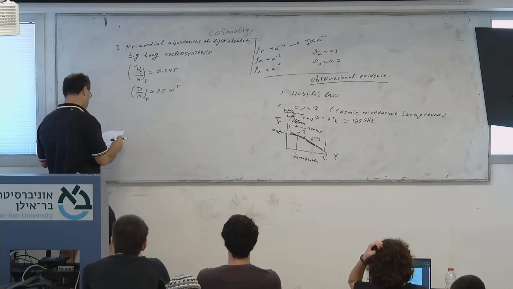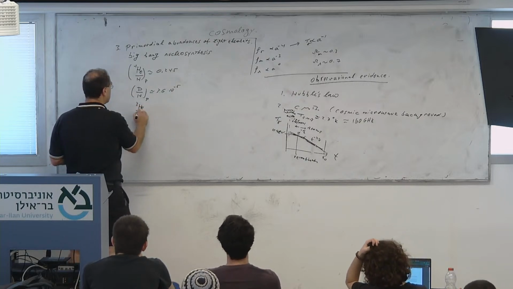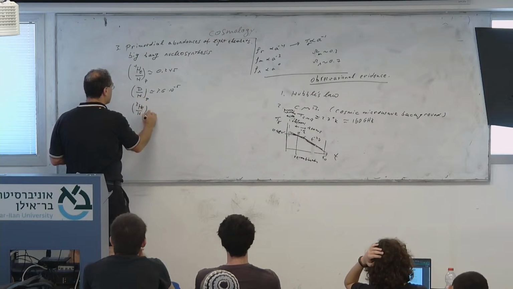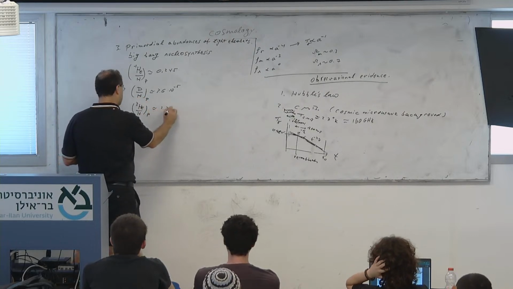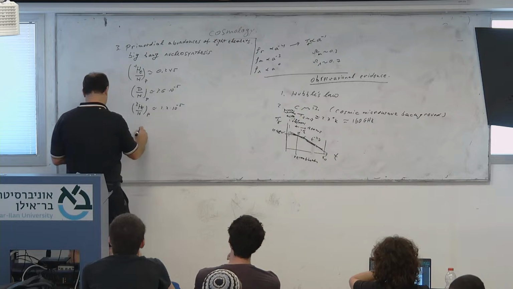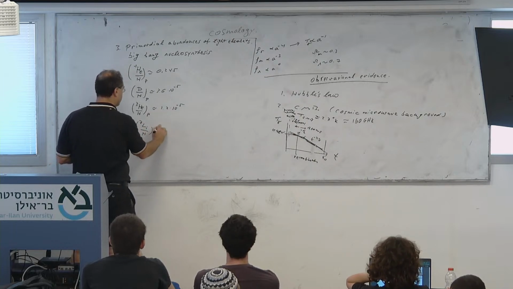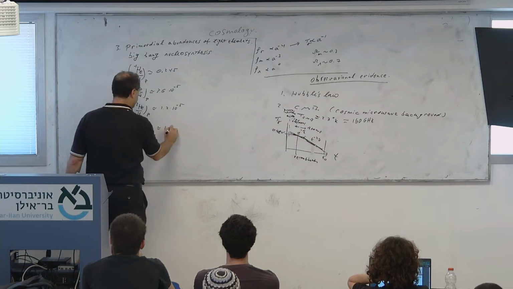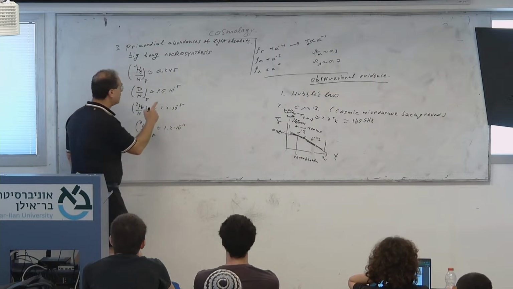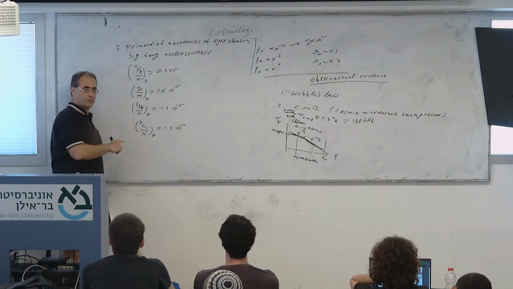And helium-3 to helium, primordial, again something similar, 10 to the minus 5. And lithium-7 to helium for primordial is something like 10 to the minus 11. Again, these are predictions and they are measured.